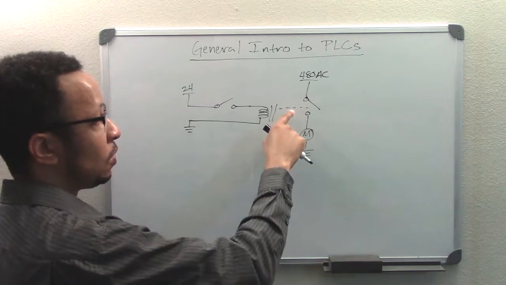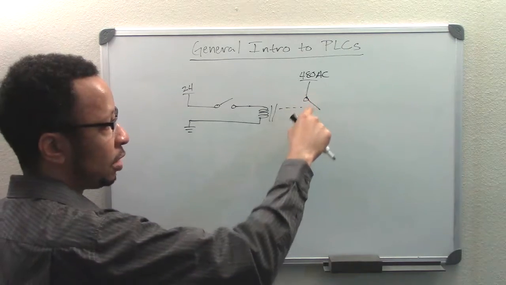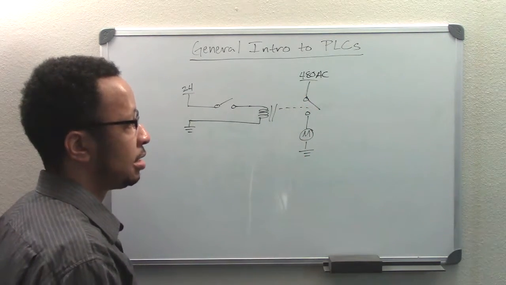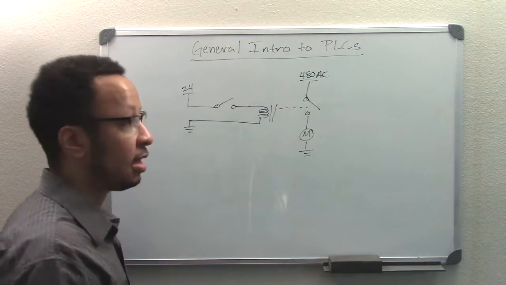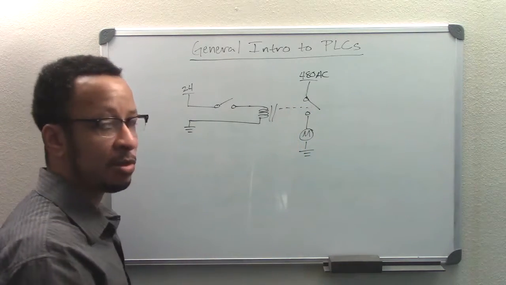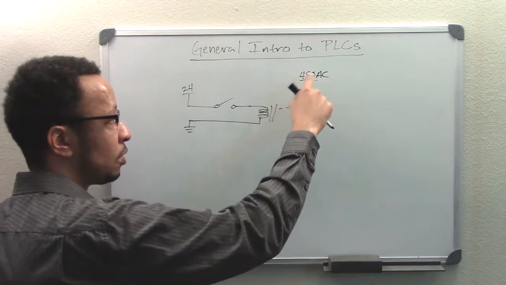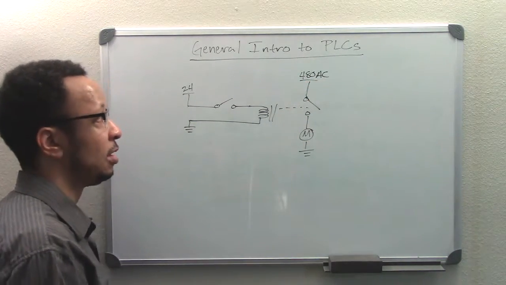And so that magnet is going to pull on this switch over here that we have on our right hand side, and that switch is going to be able to close, and then now without touching it, we are able to switch on power to this very large motor here that we have for 480 volts AC.